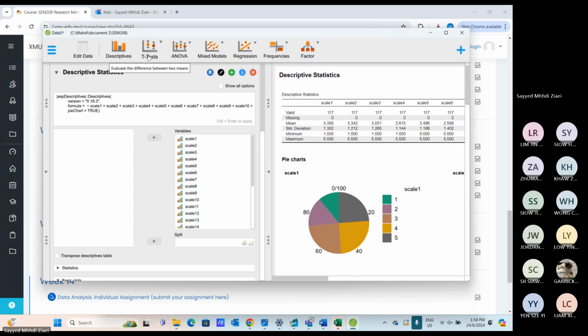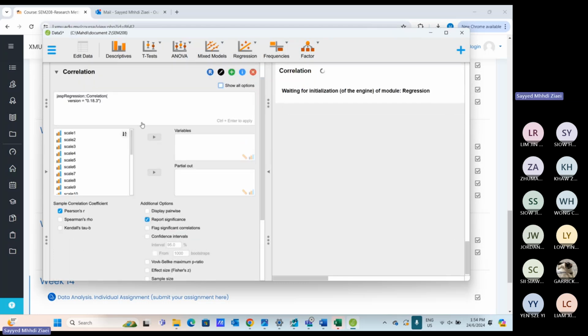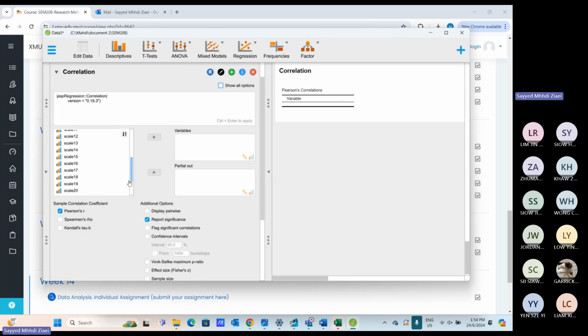Again, we have regression here, correlation. So if you want to find the correlation between all scales, suppose you have 20 questions in your questionnaire, then you want to find, is there any significant relationship between the questions you have in your questionnaire or not? So take all of them. You have 20 scale. I want to use all these 20 scale.